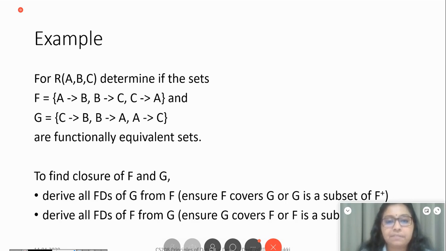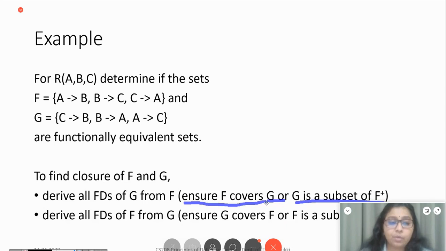That's when you say that F is equivalent to G. Okay, so first let's see F covers G. I first see this case. I ensure F covers G. F covers G, what does it mean? It means that G is a subset of closure of F, isn't it?